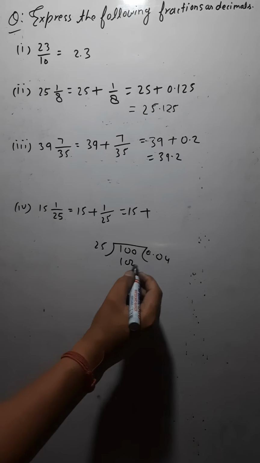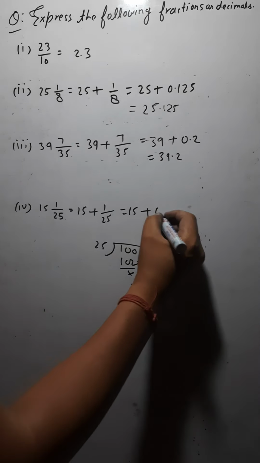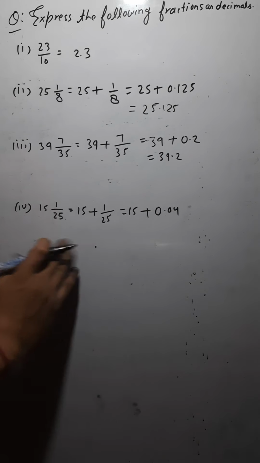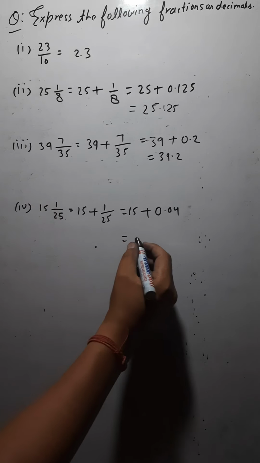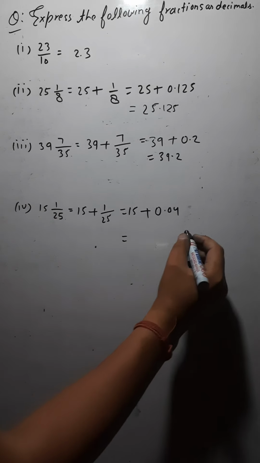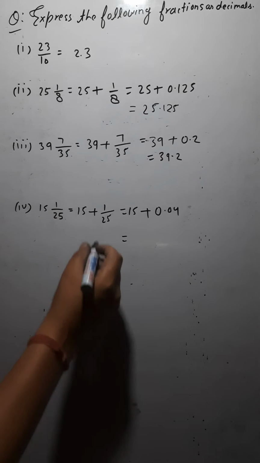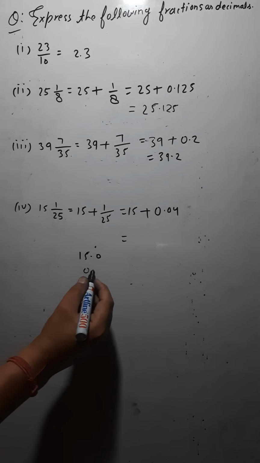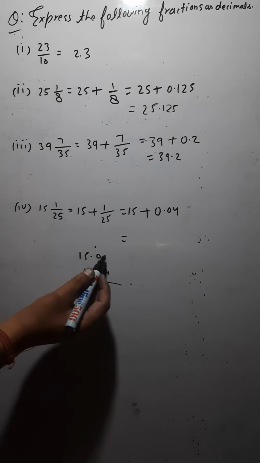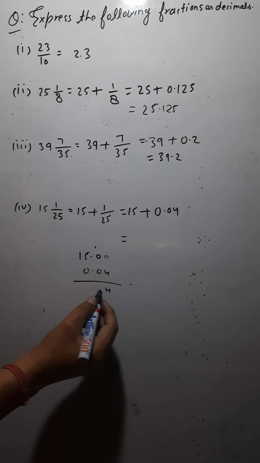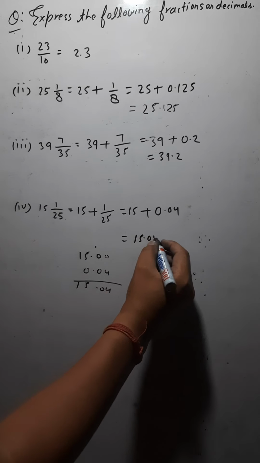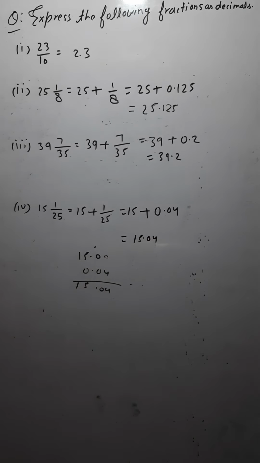25 fours are 100. So the answer is how much? 0.04. Okay. Now if you are adding this, the answer would be how much? 15 plus 0.04. Or you can write it like this also, the way we have done in the previous question. 15.00 and 0.04. One more 0 you can write here. So it is 15.04. So this is how you would express the given fraction as a decimal.